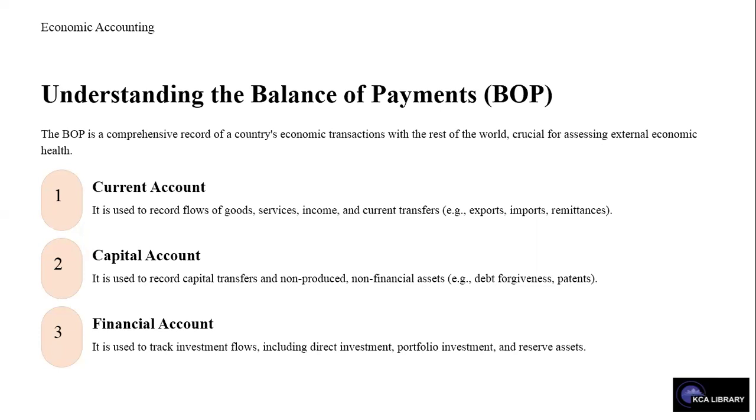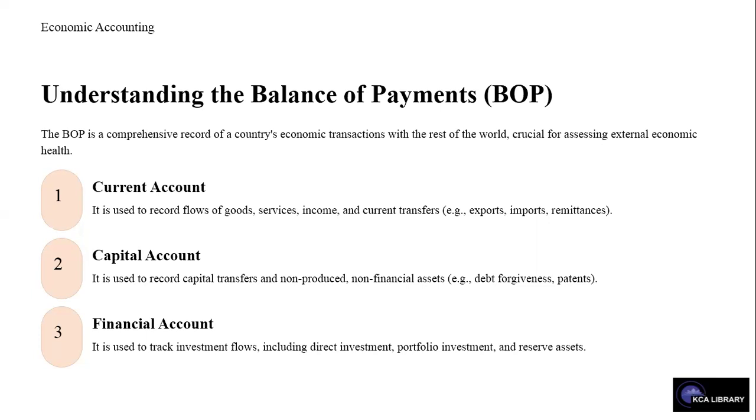And as such, we have the current account under the balance of payments. You have the capital account and you have the financial account. When we talk about the current account, it is used to record flows of goods, services, income, and current transfers. Examples include exports, imports, and remittances.